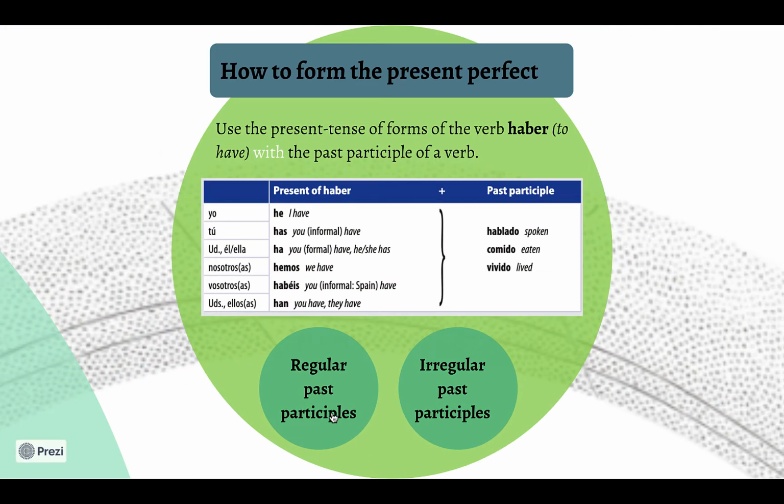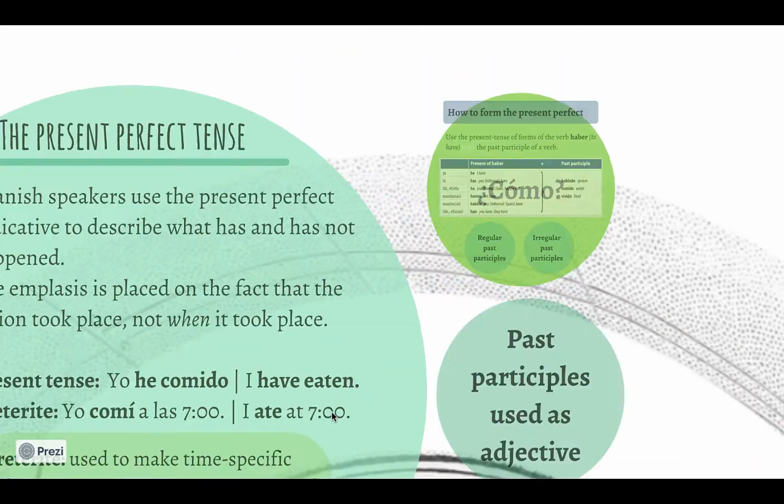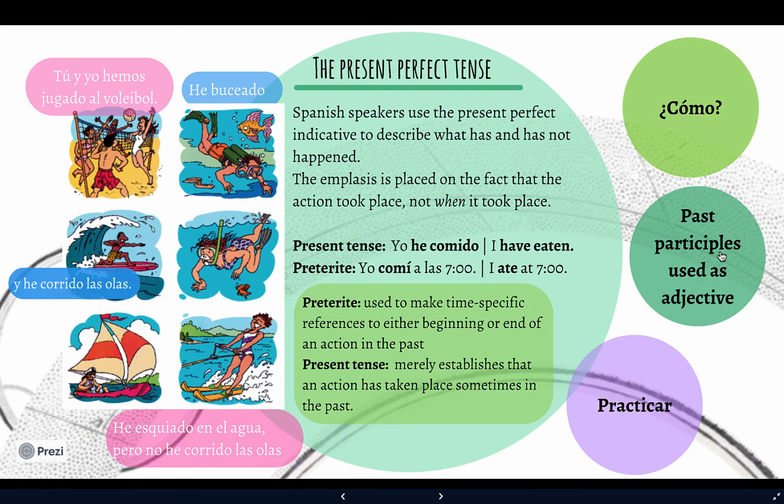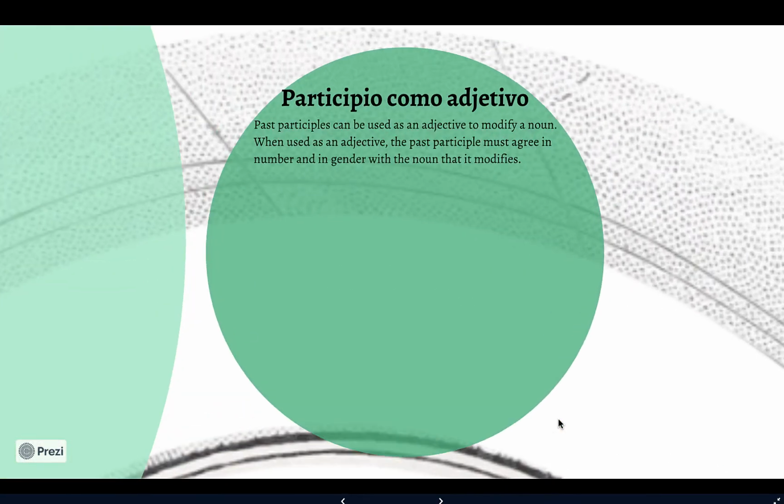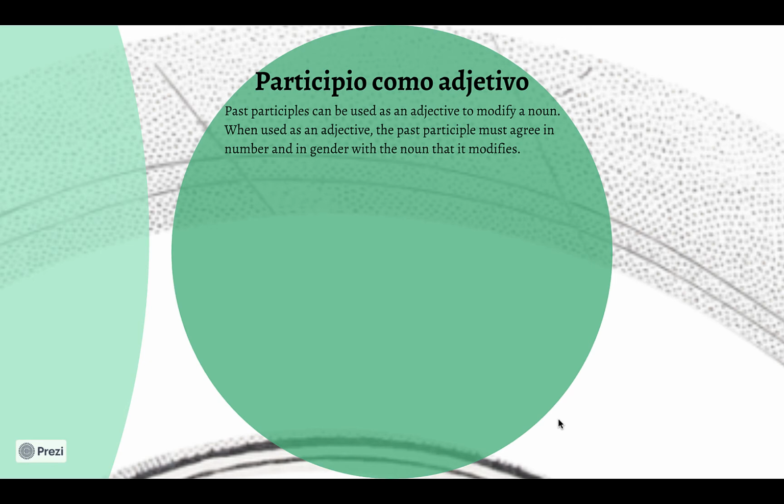Okay, if you'd like to take 5 here, next we're going to talk about past participles used as adjectives. All right. Hope you had a good break.